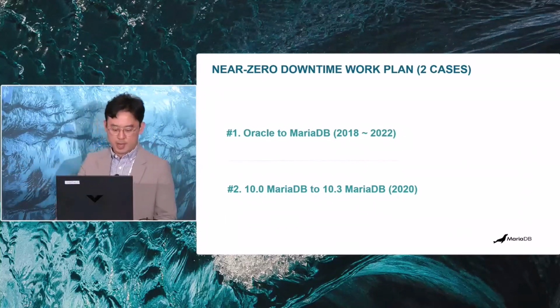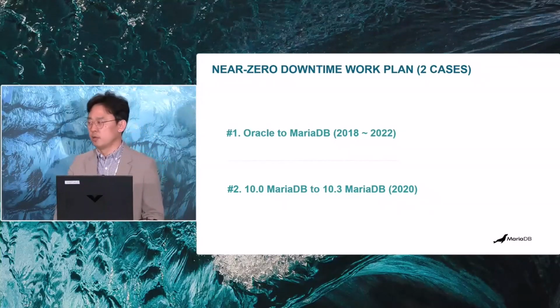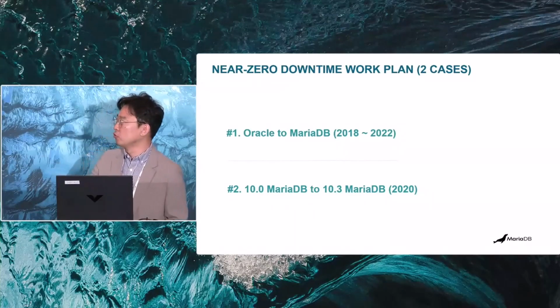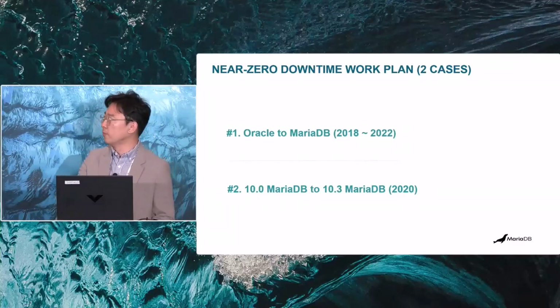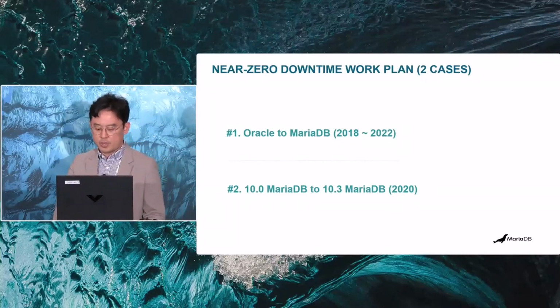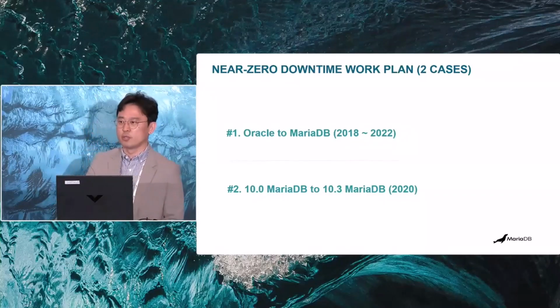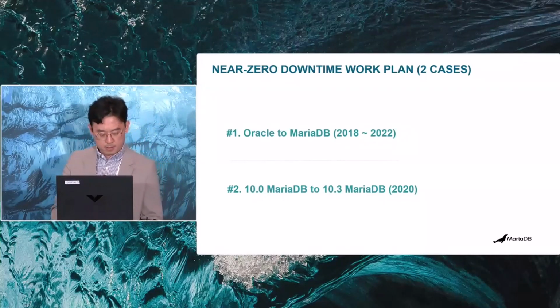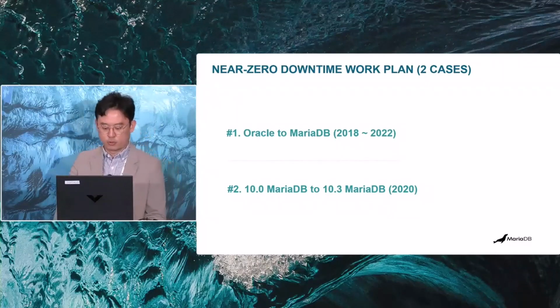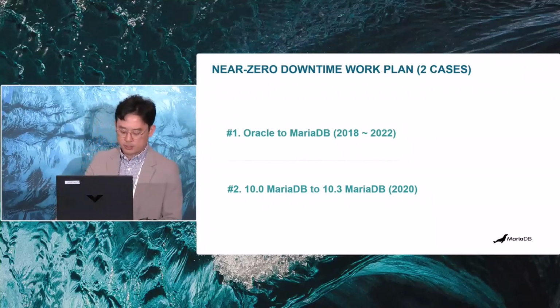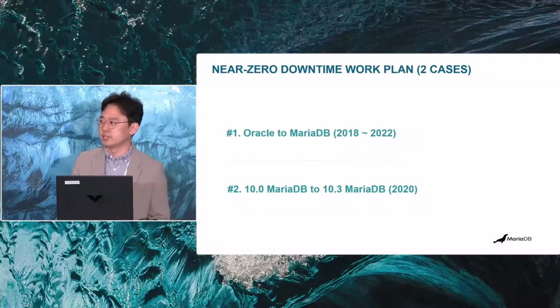From this chapter, I would like to introduce two cases of RDB switching without downtime. It is divided into two sections. From 18 to 22, for about 5 years, we have switched main services from Oracle to MariaDB without any downtime. Also, in the 20th year, we proceeded to upgrade the MariaDB version without downtime. I will share the details based on the above two cases.